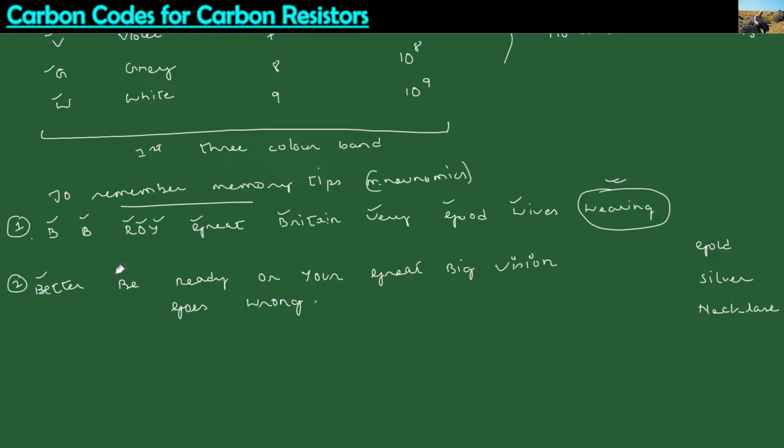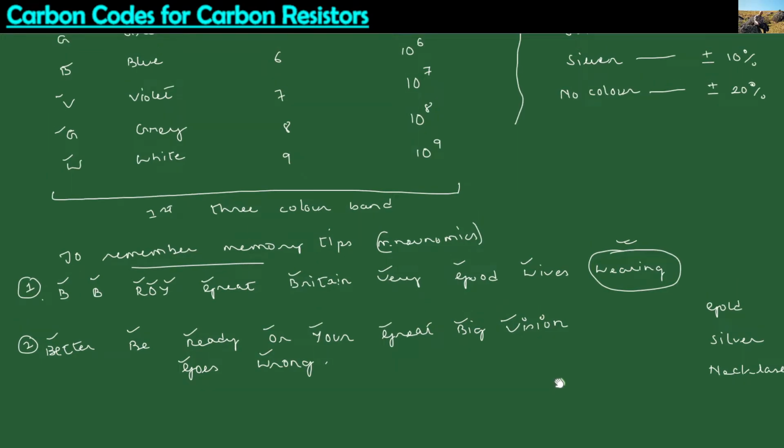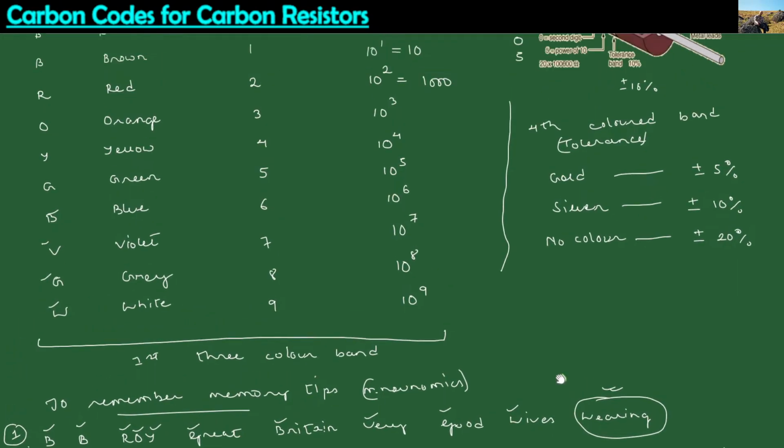B for black, B for brown, R for red, O for orange, Y for yellow, G for green, B for blue, V for violet, G for gray, and W for white. Then all those tolerances will be gold, silver, necklace. Better be ready, or your great big vision goes wrong. So these are some of the ideas of how to remember that table.